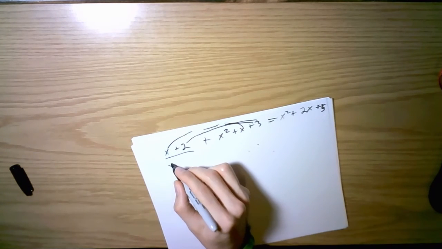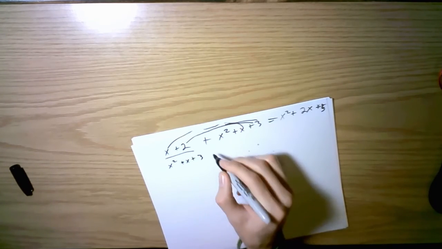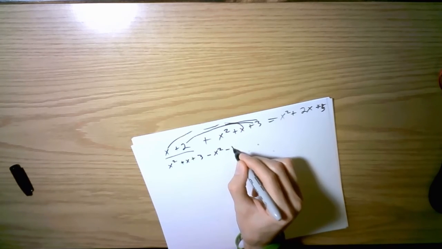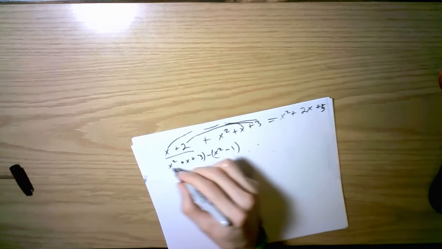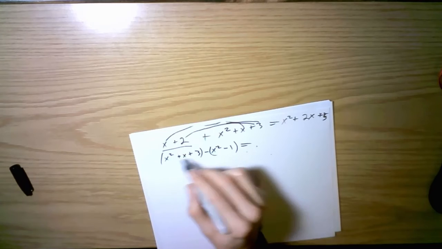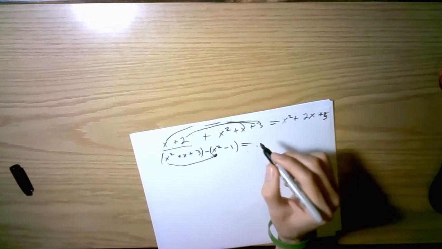So let's try subtracting x squared plus x plus 3 minus x squared minus 1. So we're subtracting these two things. So once again, you subtract like terms. X squared, these are like terms, so x squared minus x.